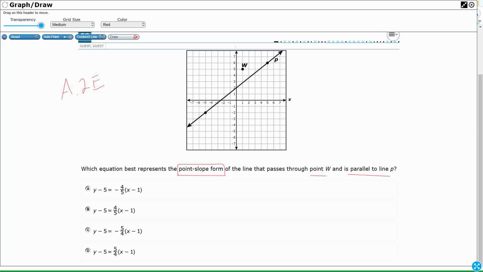All right, so we could draw it really simply. It's going to go through point W. It's going to be parallel to line P. So this is the first thing that we need to know, and it's not necessarily on our reference materials, that parallel slopes are congruent. So that means if we find the slope of line P, then we also know the slope of line W. And so then we can use that to fill in our point slope form.